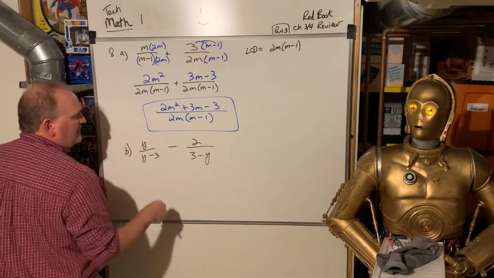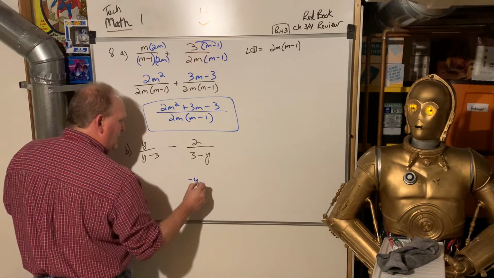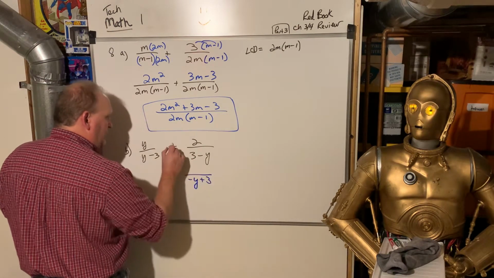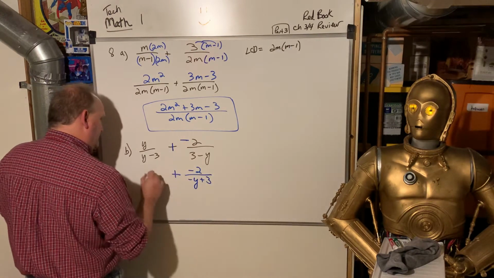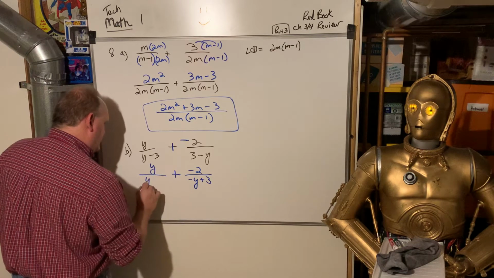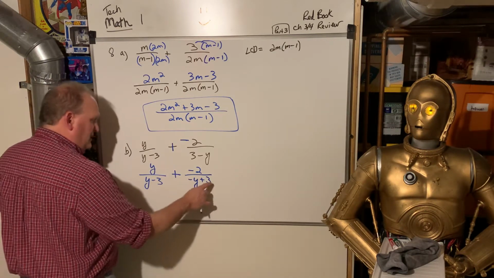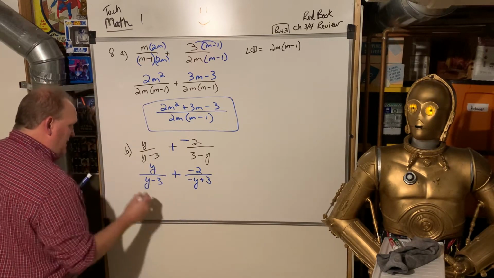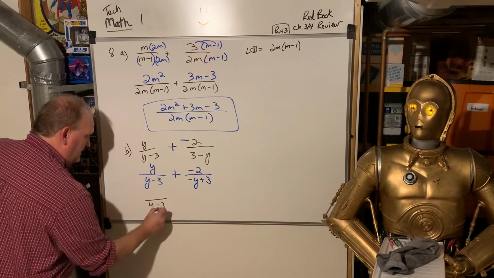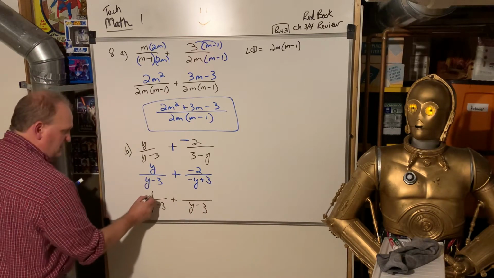Whenever they have the variable backwards, they're up to no good. So rewrite it, negative y plus 3. And I always make this like plus a negative 2. And now look, y minus 3 here, negative y plus 3 there. Well, that means I have a common denominator. If I make my common denominator y minus 3, I can get them both to be y minus 3. This one is a y minus 3 already.